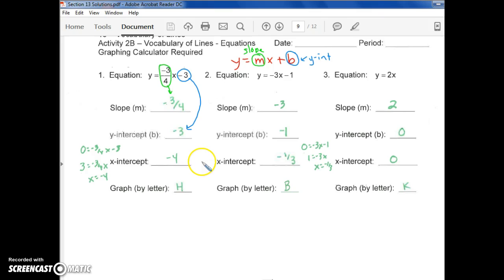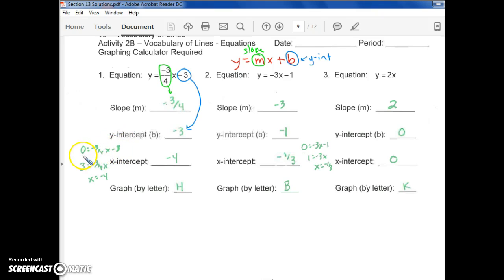Now the challenging part, I think, on these problems is how do you find the x-intercept? Well, we know that when the graph crosses the x-axis, the y-coordinate is 0. So using this equation, we set up 0 equals negative 3/4 x minus 3. Y became 0. Then we solve this using reversing operations like we did before.